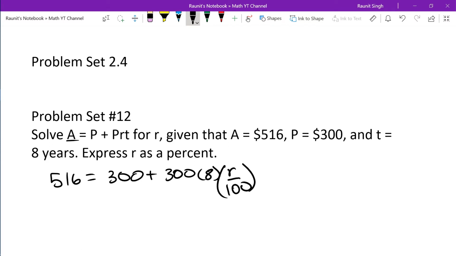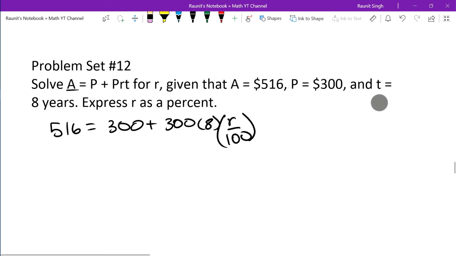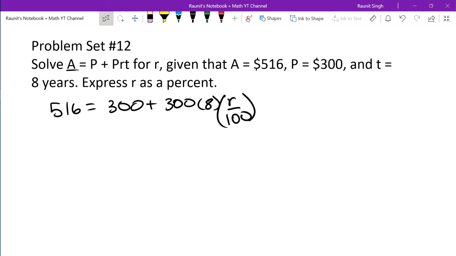Whenever you're doing these P plus PRT problems, or whenever you're solving for R, you want to write it as R over 100. In my experience, I think it's been easier writing it as R over 100, but it's your personal preference.